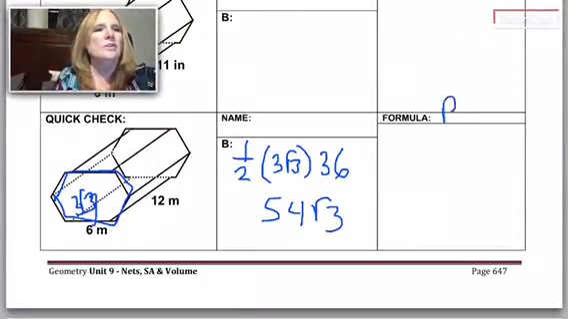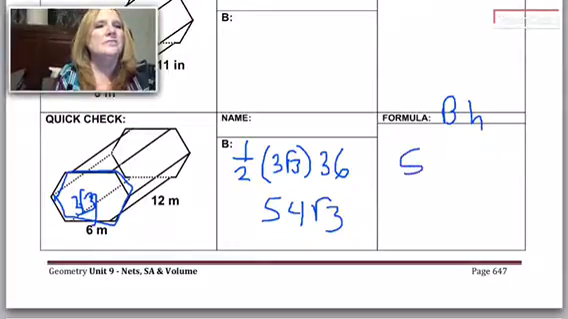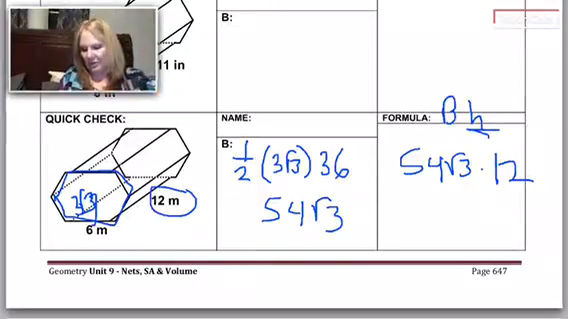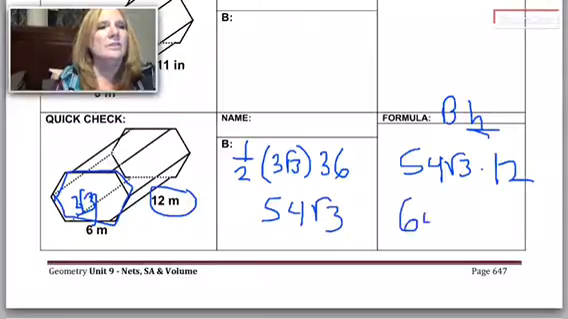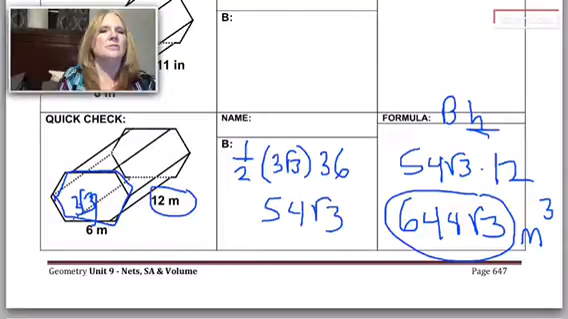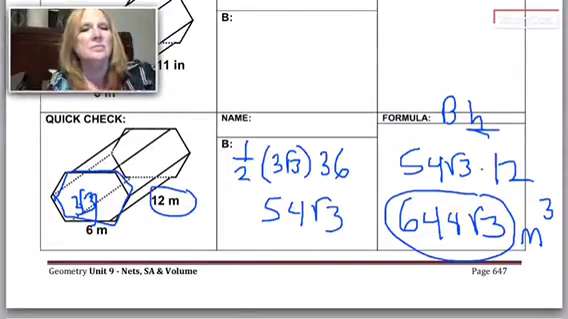And so area of base times the height is 54 to the square root of 3 times the height of the prism, which is 12. So 54 times 12 is, let me do that again, 648 to the square root of 3. And again, these are in cubic units, so this would be cubic meters. Okay, I think that is the last of the prisms.